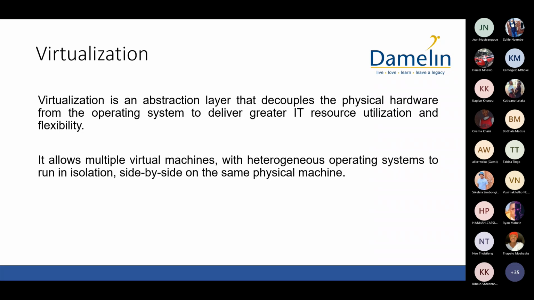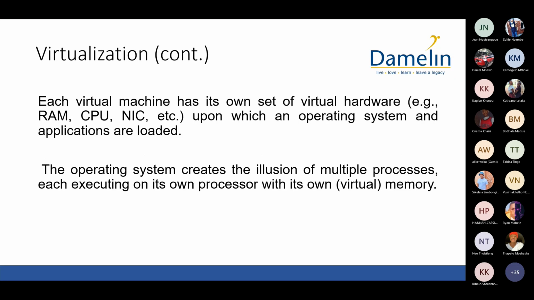So virtualization is an alternative where you still keep your data, you still keep your current operating system, you don't format it at all, you don't partition anything, but you use a hypervisor to create a layer of abstraction that emulates your computer hardware as if this computer was a standalone computer, but it exists in a logical sense. So in terms of virtualization, each virtual machine has its own set of virtual hardware. It'll have virtual RAM, a virtual CPU, and a virtual network interface card, upon which an operating system and applications are loaded.